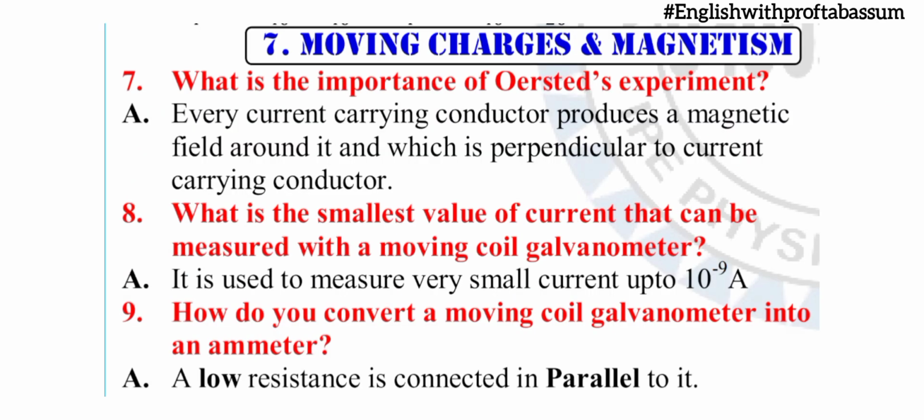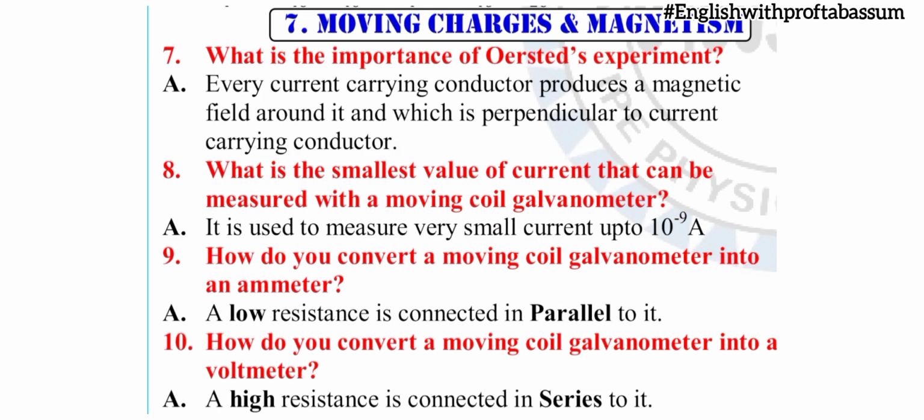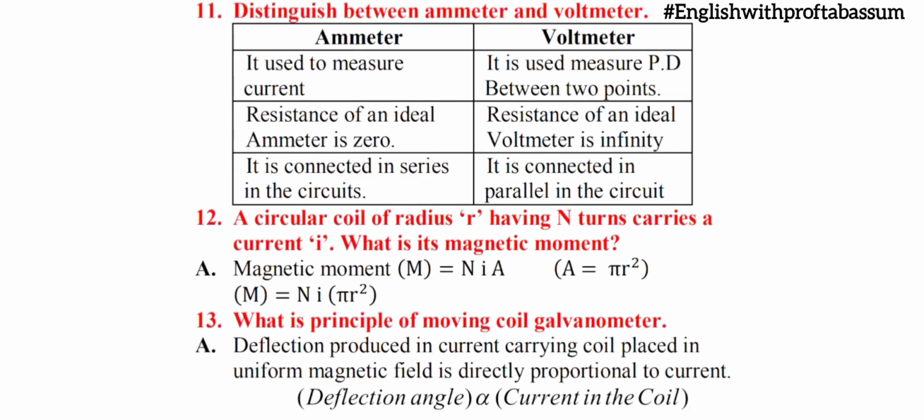Chapter 7, moving charges and magnetism. What is the importance of Ørsted's experiment? What is the smallest value of current that can be measured with a moving coil galvanometer? How do you convert a moving coil galvanometer into an ammeter? Distinguish between ammeter and voltmeter.